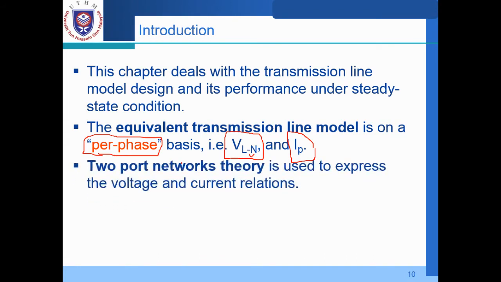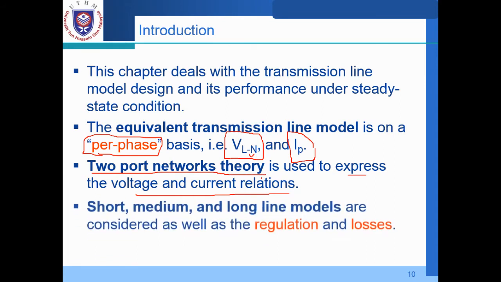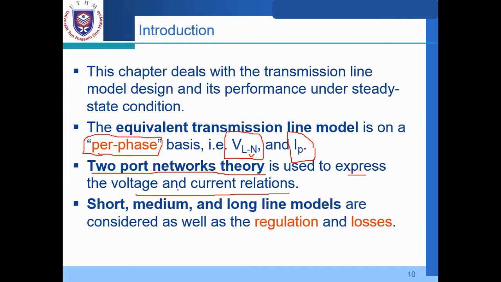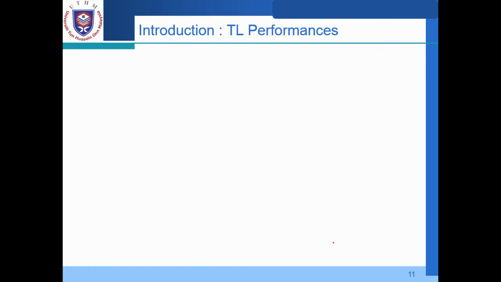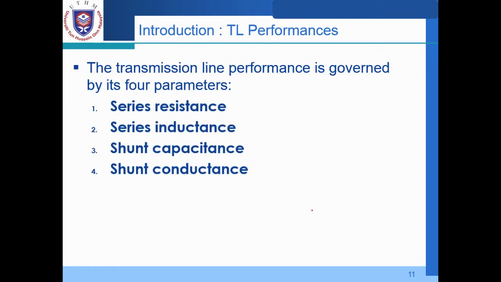Two-port network theory. This is the term they use to express the voltage and current relations. Again, we will see in detail how two-port network theory is used to express the voltage and current relationship. And then three types of transmission lines, short, medium, and long, are considered, as well as the regulation and losses. So the voltage regulation as well as the losses.